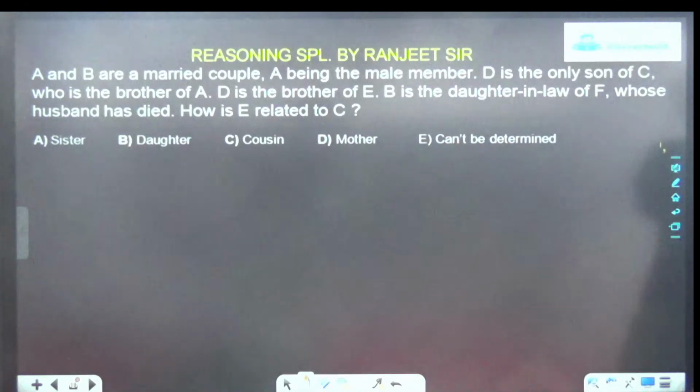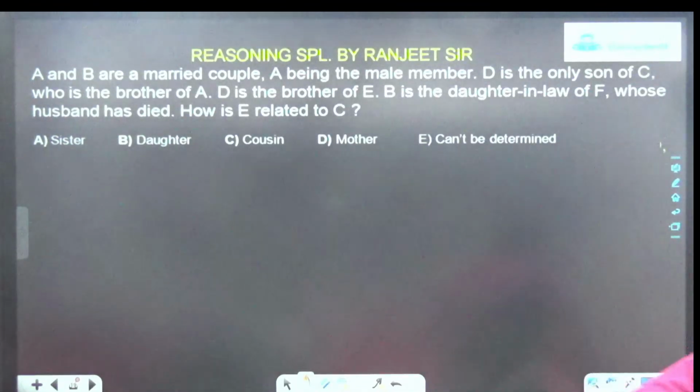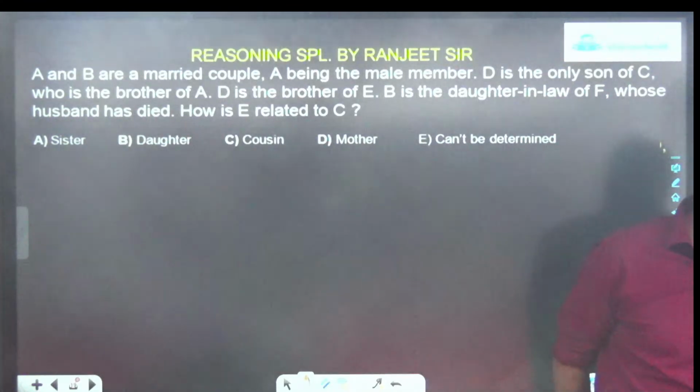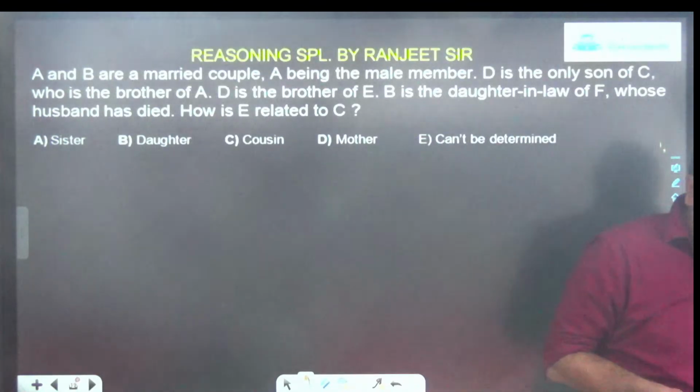Typical question. Who will give me the answer of this one? I just want to see who will give me the answer for this one. Yes, what's the answer for this one?